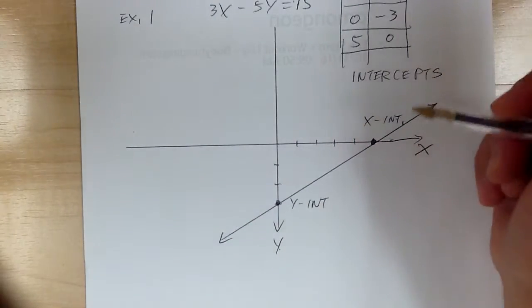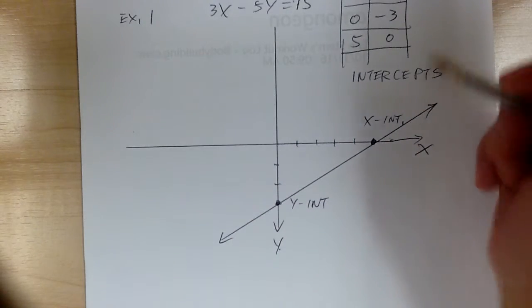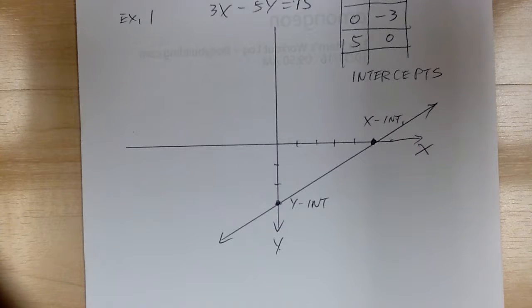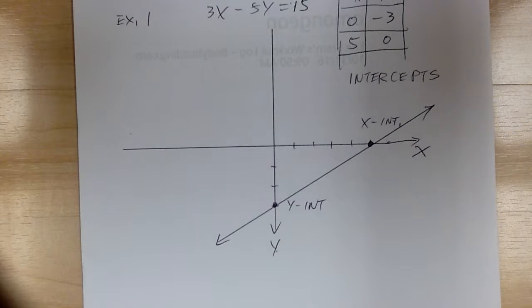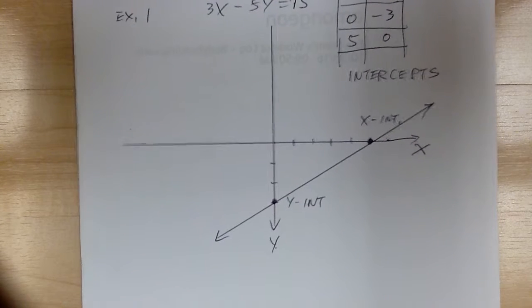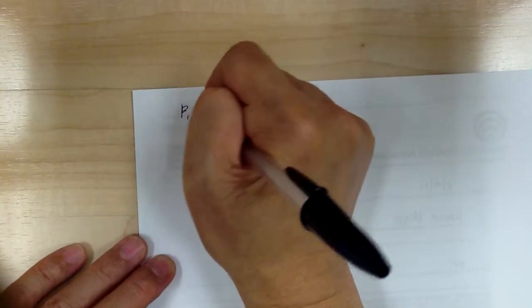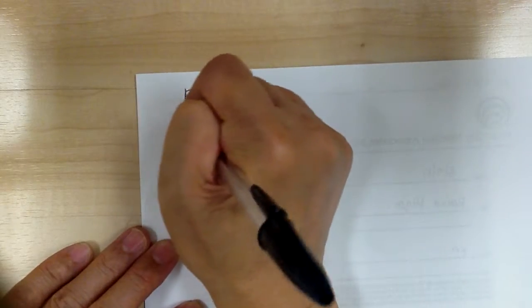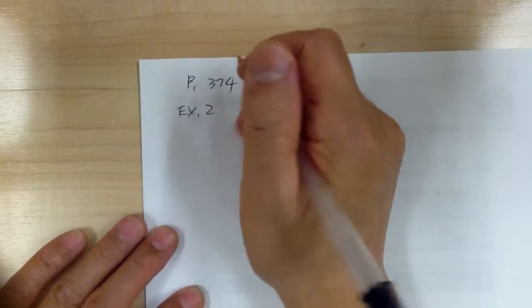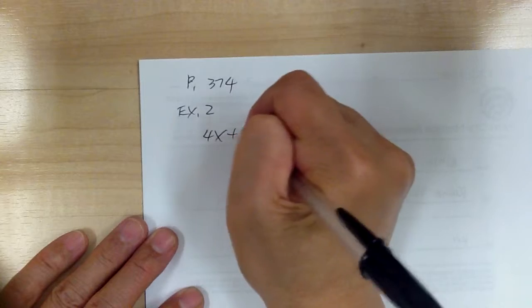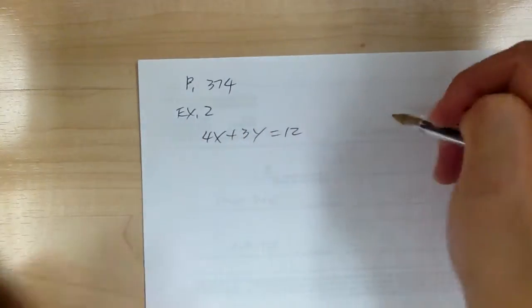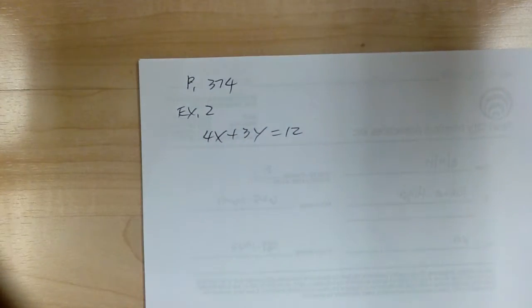Now in the book you have more than 2 points, which is fine, but all you need is 2 points to make a line. Okay, let's go to example 2. So let's go to page 374. Example 2, you want to graph 4x plus 3y equal to 12. Okay, so can you make a table?